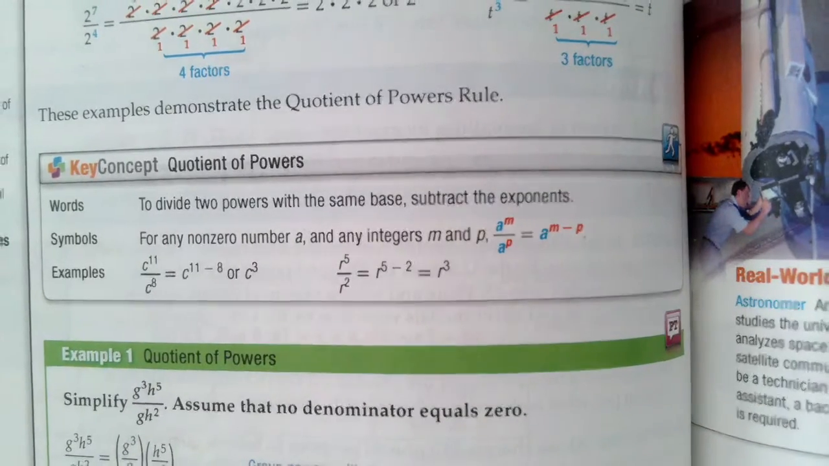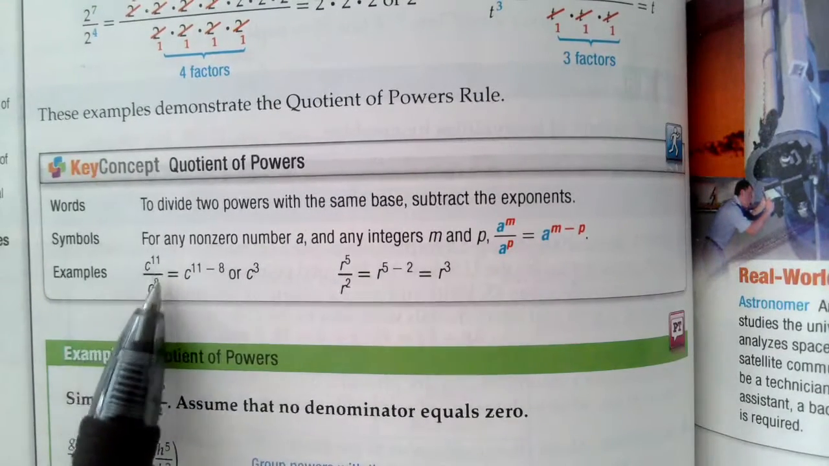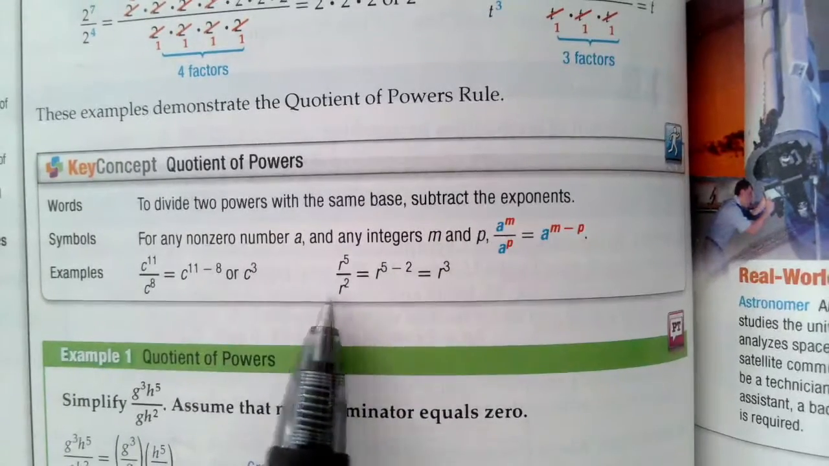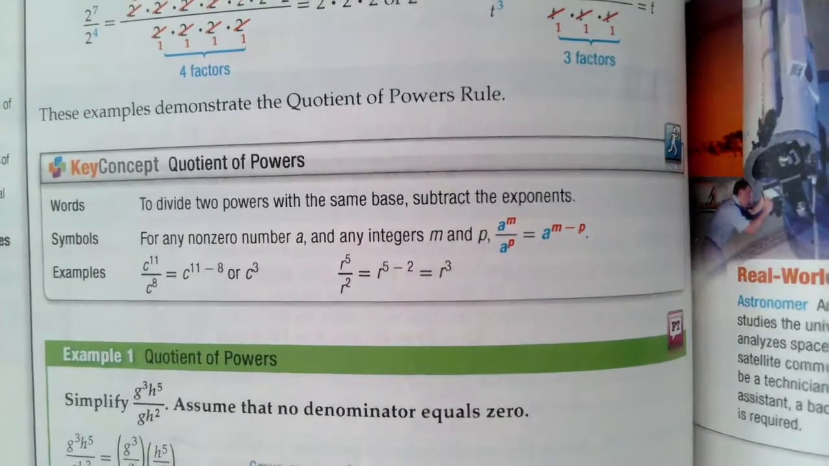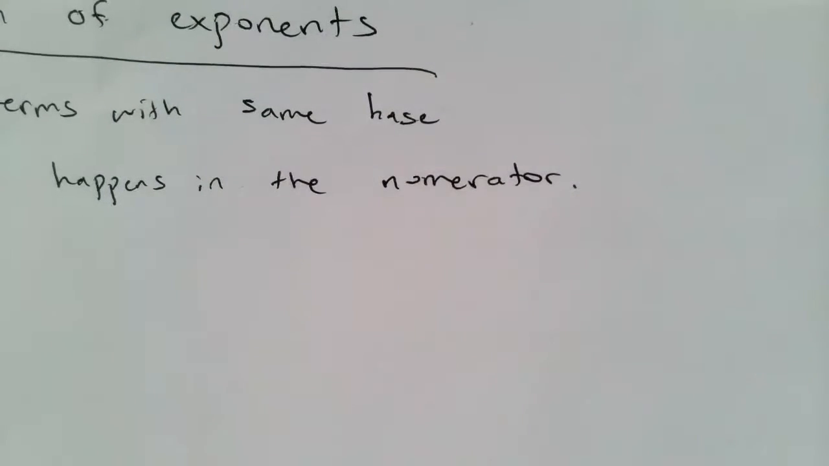Subtraction happens in the top of the fraction, or the numerator. But c to the 11th over c to the 8th becomes c cubed. r to the 5th over r squared becomes r cubed. Okay, so let's go ahead and do a bunch of these kinds of problems, and then we'll see where we get to today, or what I think is a good stopping point.